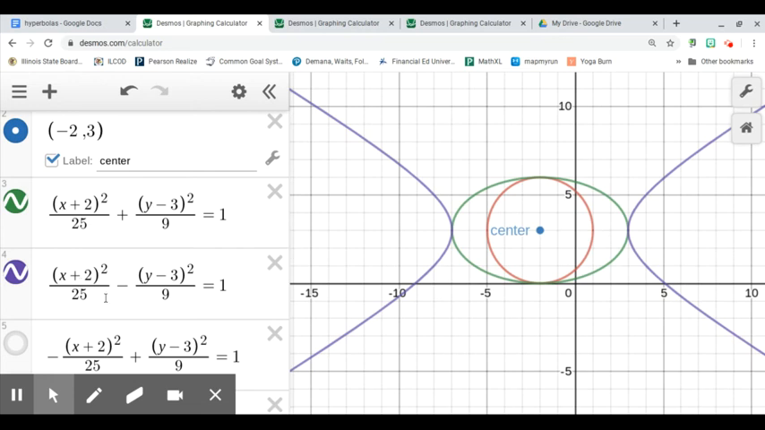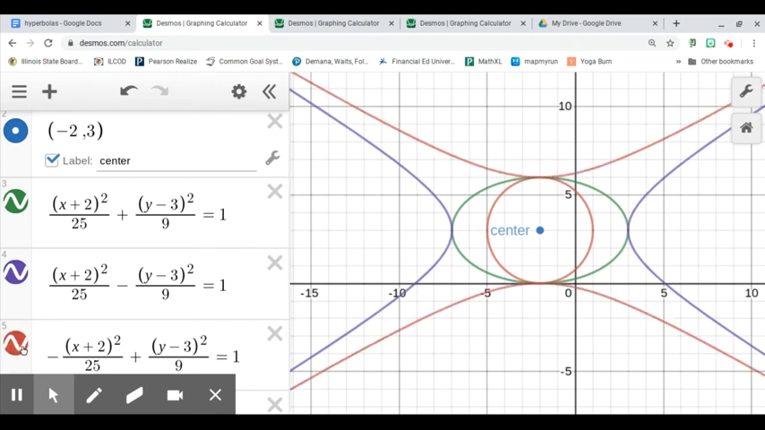And then I know that it's going to be opening to the left and to the right because x squared is positive. So pretty simplistically, I just went to the left and to the right 5 and graphed some parabolas opening to the left and to the right. Same idea if I wanted to graph it vertically opening up and down from my center.